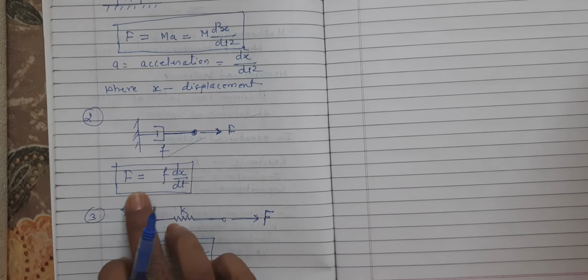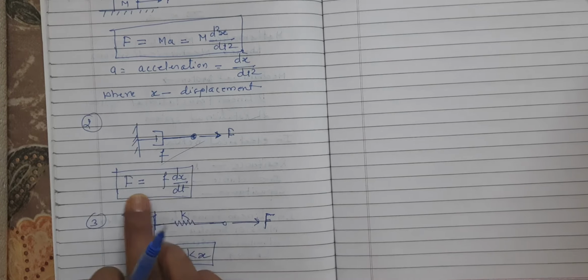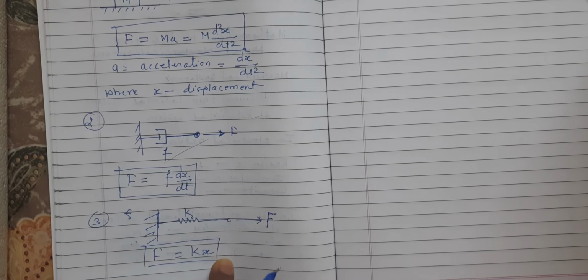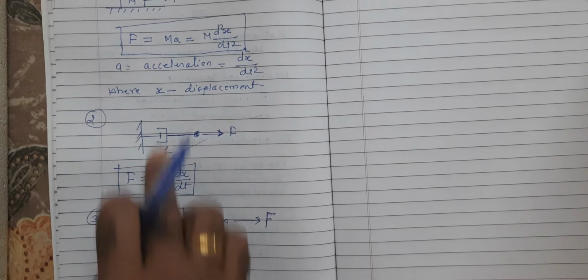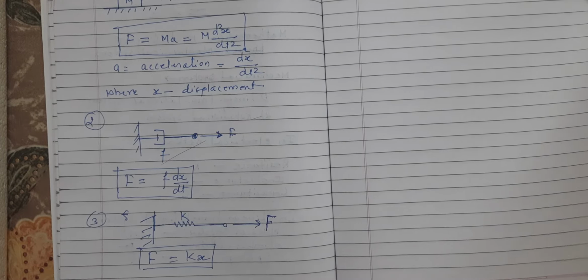So for the mass, F equals m into a, which equals m into d square x by dt square, F equals f into dx by dt, and F equals K into x. So these are the three equations for the three components of a linear translational mechanical system. We have three components and three equations.